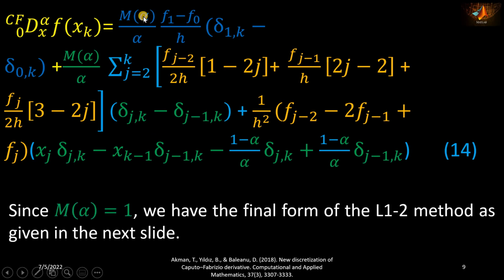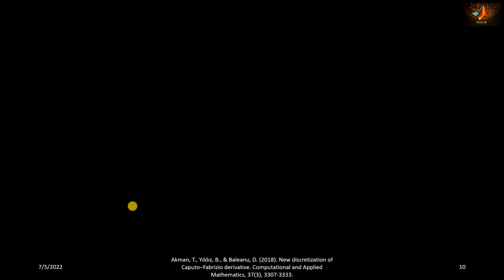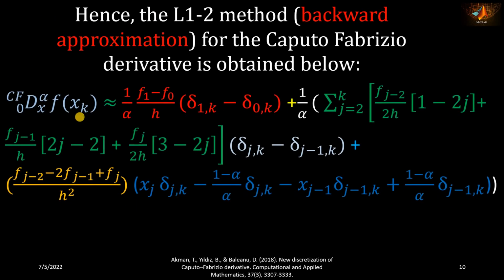Here, do remember that in many research papers, as well as the one we are considering in our current lecture, m of alpha is a normalization factor which is taken to be 1. So we have also taken here m of alpha as 1. So if we put this into equation number 14, finally we will have our required scheme called the L1-2 method, backward approximation for the Caputo Fabrizio derivative.